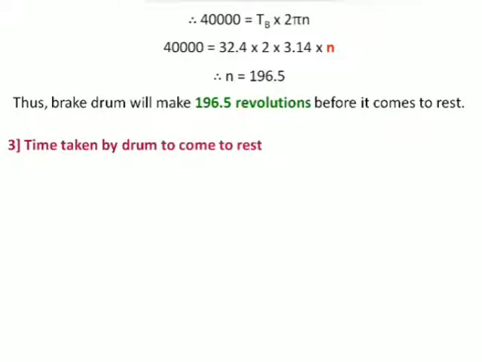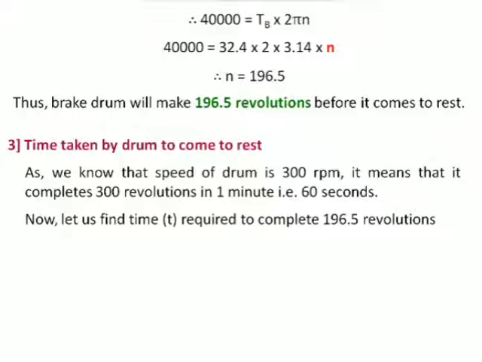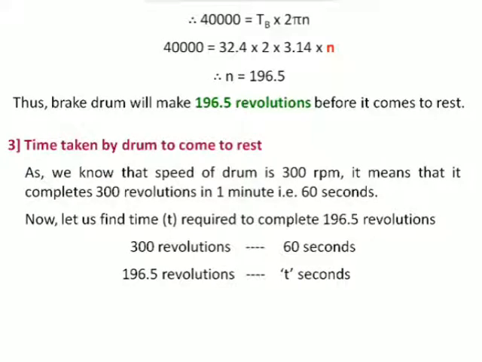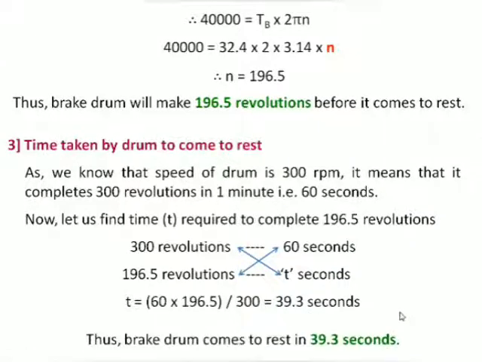Now the last answer, the time taken by the drum to come to rest. As we know that the speed of the drum is 300 rpm, it means that it completes 300 revolutions in 1 minute, that is 60 seconds. So let us find the time required to complete 196.5 revolutions. It is very simple. For 300 revolutions we have 60 seconds. For 196.5 revolutions we will have t seconds. We'll go for this cross multiplication, and then time can be calculated as 39.3 seconds. So thus the brake drum comes to rest in 39.3 seconds.